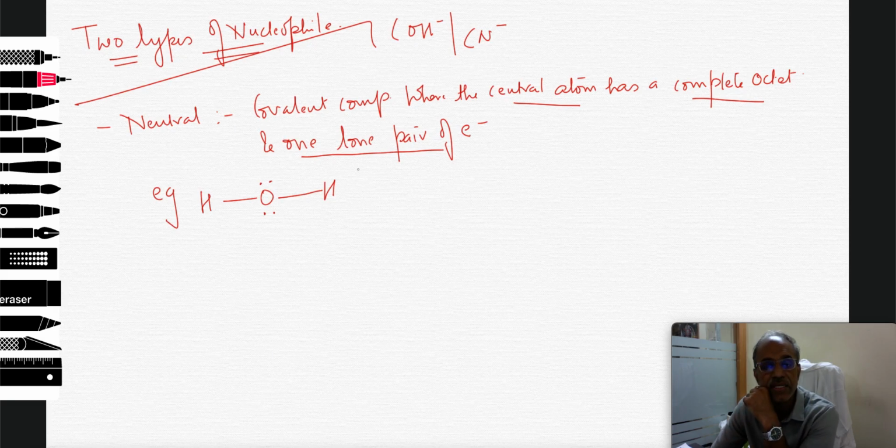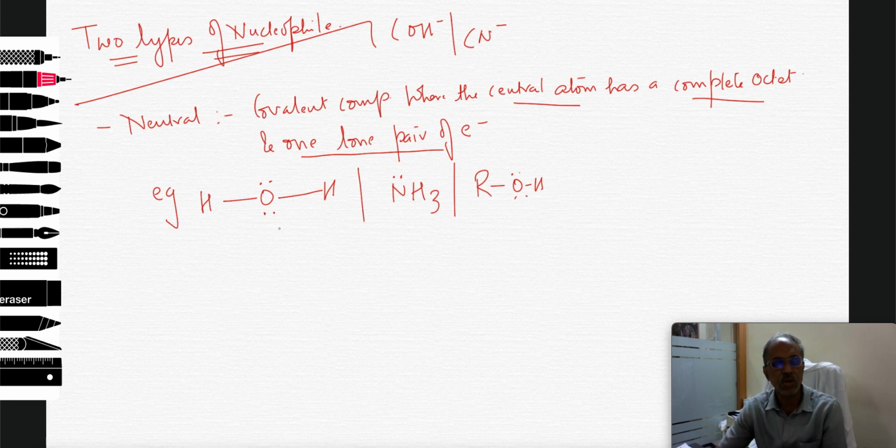Then you can say ammonia. It has a complete octet and a lone pair of electrons. Similarly, you can say alcohol. So wherever you see HOH, that means water, or ammonia or alcohol, they are nucleophiles but neutral nucleophiles.